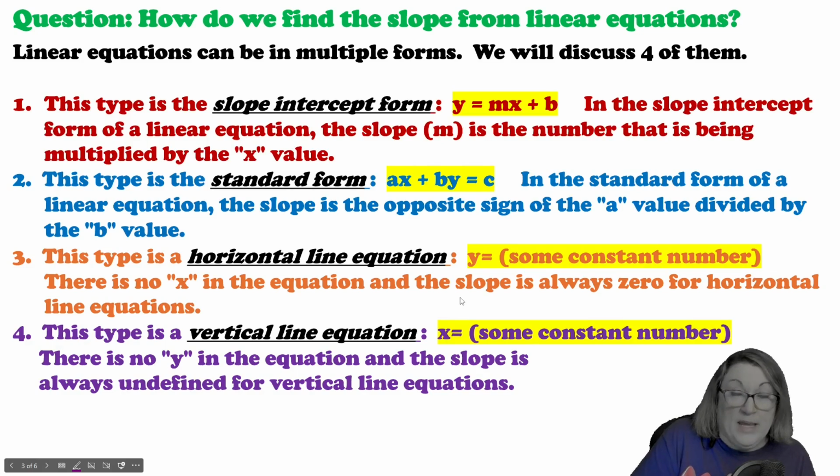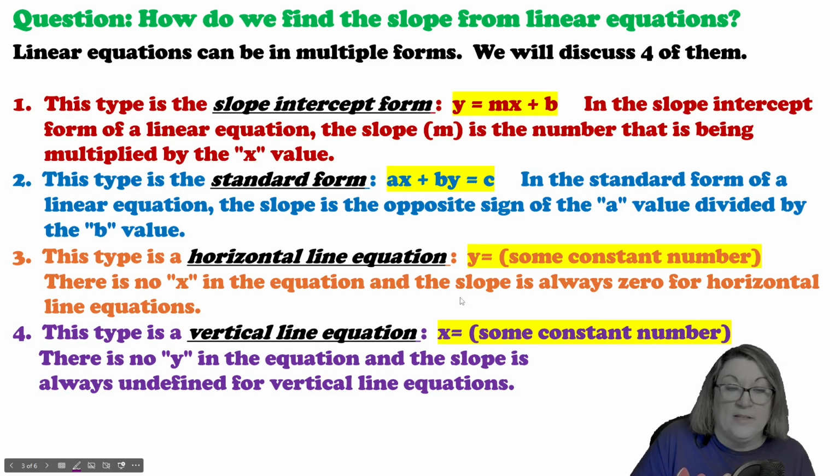Linear equations can be in multiple forms. We will discuss 4 of them. The first one is the slope-intercept form. And there are more than these, so these are just the 4 I'm discussing in this video, okay? The slope-intercept form, y equals mx plus b, where m represents the slope, y and x represent the points on that line, and then b represents what we call the y-intercept point.